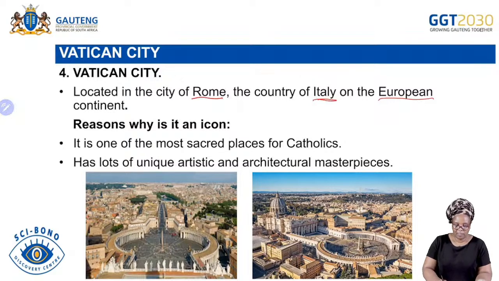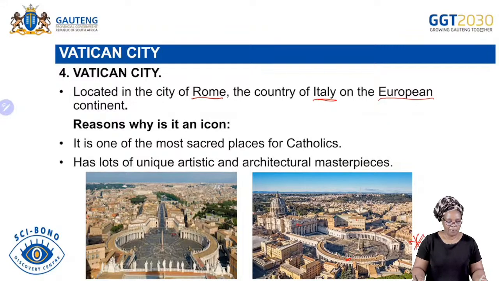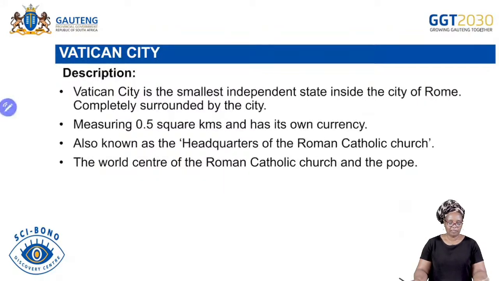Just look at the city. Just look here at the picture. Look at the city. We have the buildings. There are these buildings here. We have the Cathedral Square here. So it's a masterpiece of art and architecture. So it's beautiful. So people just go there to look at these wonderful things.